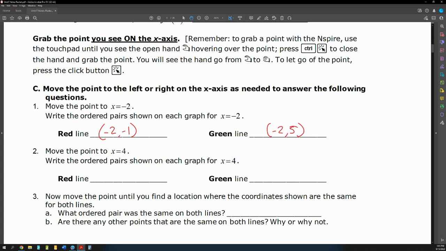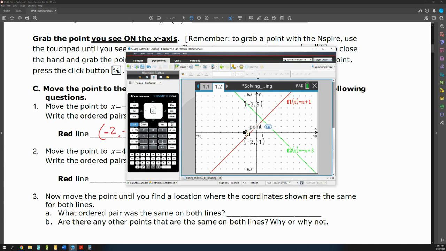Now let's move the point to x equals 4. And let's find the coordinates on each of the lines again. So grabbing that point again, that's Control and Enter. I'm going to go all the way to x equals 4. On the red line, I have the ordered pair 4, 5. And on the green line, I have the ordered pair 4, -1.